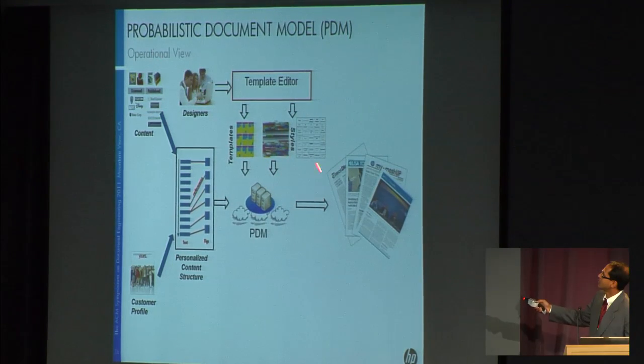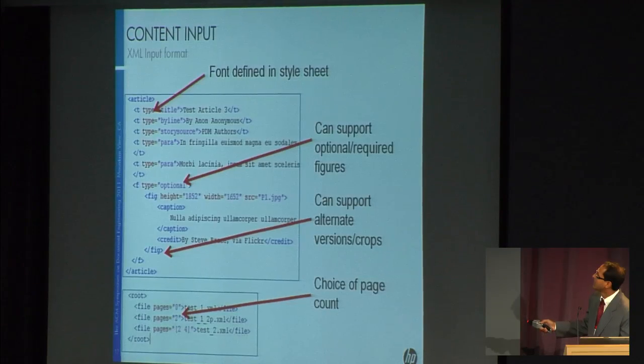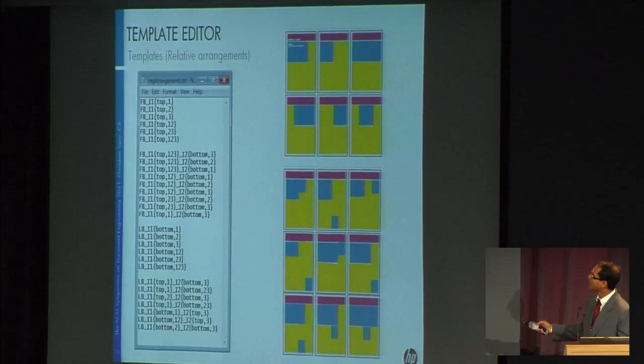The designer encodes these templates and styles. The content comes in without any knowledge of style, and then you're able to churn out the layouts. Here's an example input. I haven't spoken about it, but we can support alternate versions. Optional images can be supported. You can say I want the output in 2 to 4 pages, or 1 page, 2 pages, and so forth.